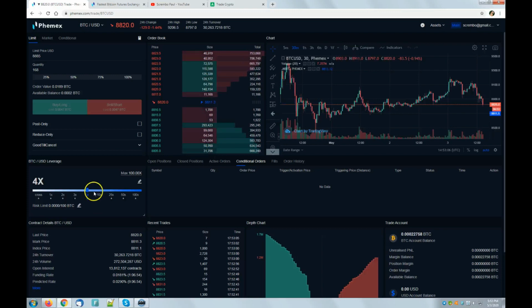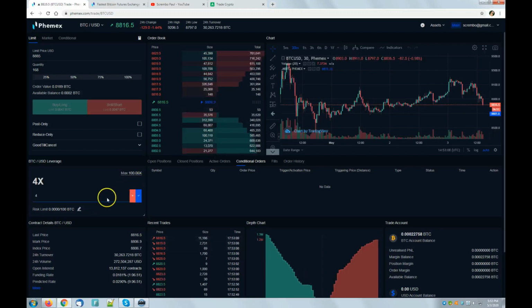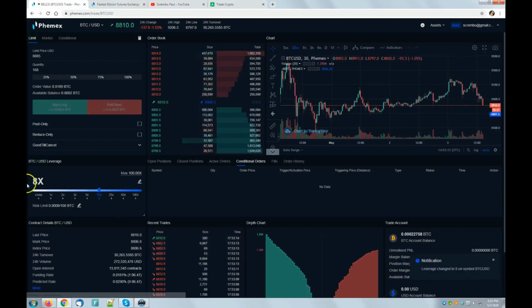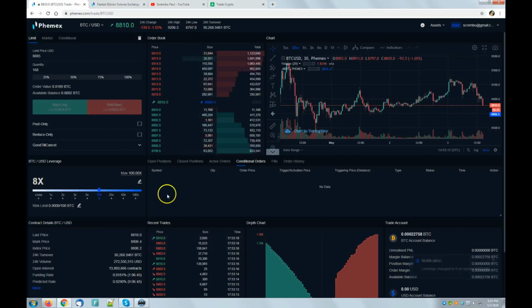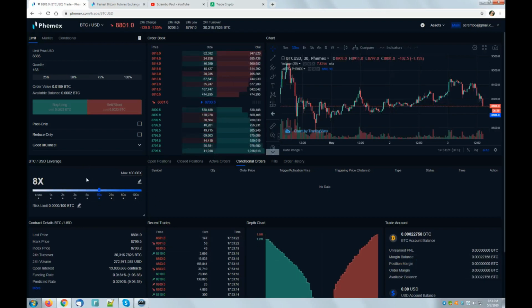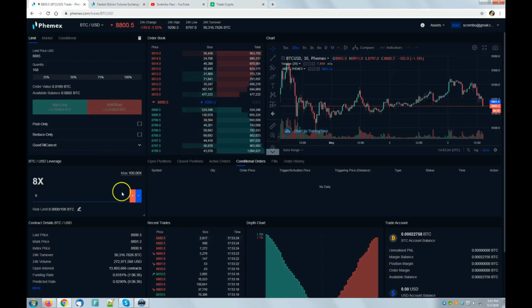You'll see it's not going to appear right here between 5 and 10. It's going to appear probably at the 10 because it's closer to the 10 instead of 5. Look at that. Leverage changed to 8. Beautiful, 8x leverage. So you can do anything between 0 to 100x leverage, which is awesome. Like if you want to do 99, you can definitely do it.